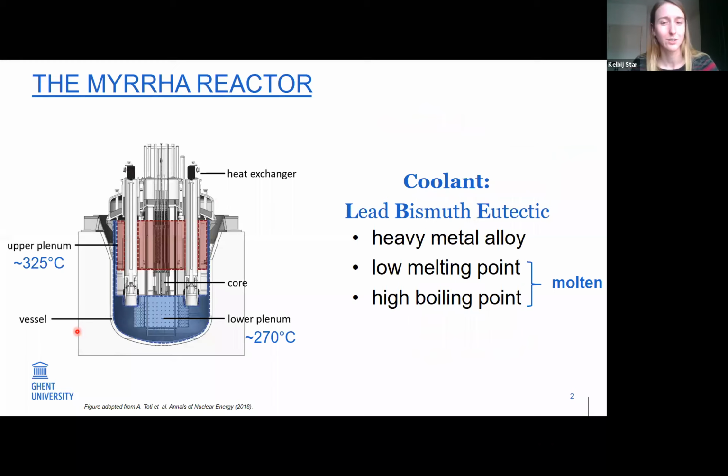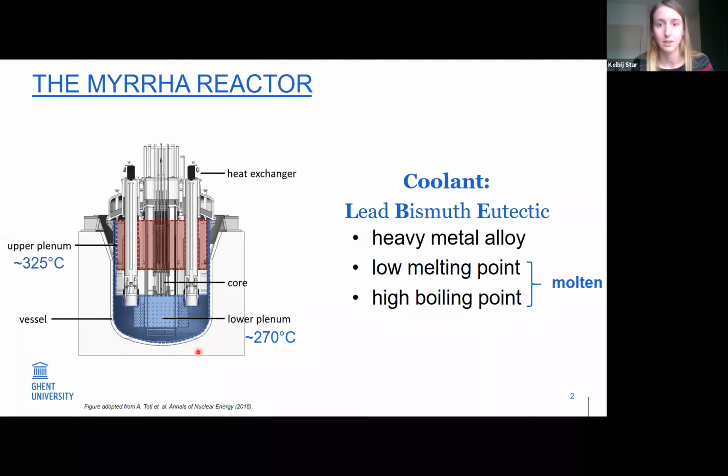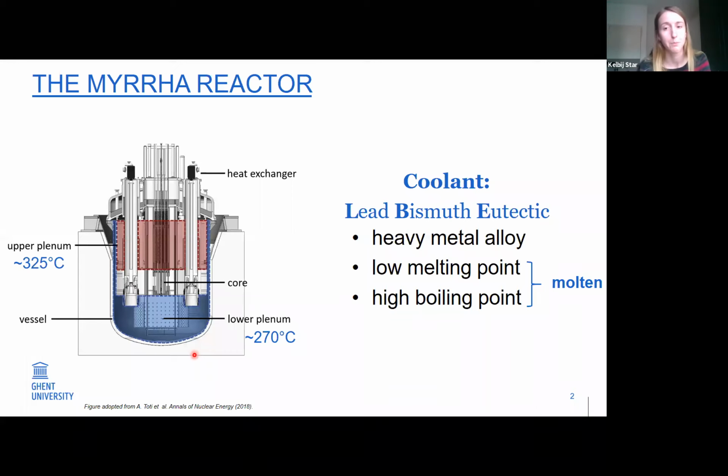With regard to the thermohydraulic design and safety assessment of the primary cooling system, a major challenge is characterizing the complex transport phenomena in the coolant flow field, such as local flow mixing, natural convection that's driven by buoyancy, and thermal stratification in, let's say, the lower plenum and the upper plenum of the reactor.